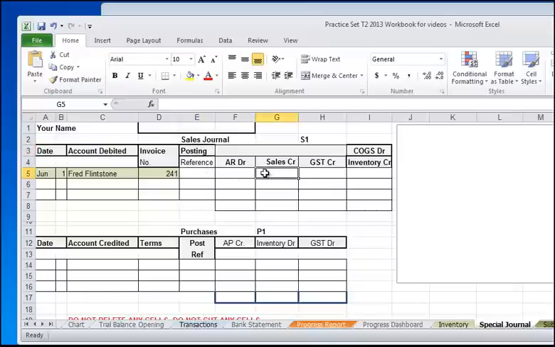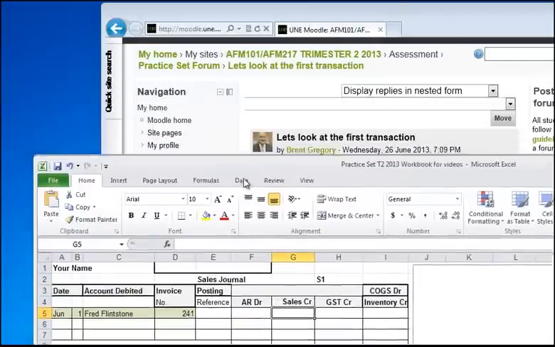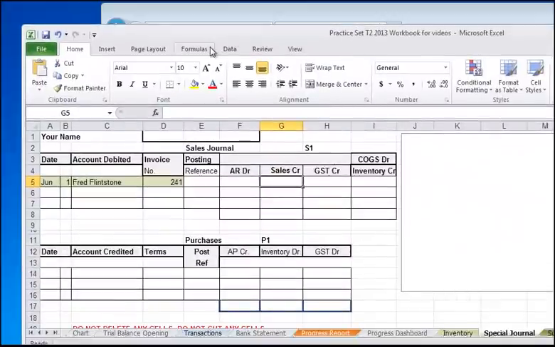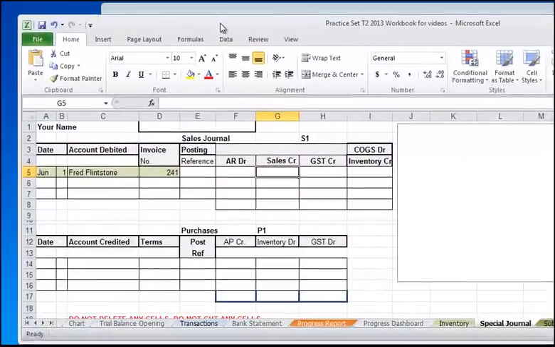Now, first thing we want to do is record the sales. So what are the sales? Well, we sold 17 computers at $2,100. So let's look at that. 17 times 2100 equals 35,700.